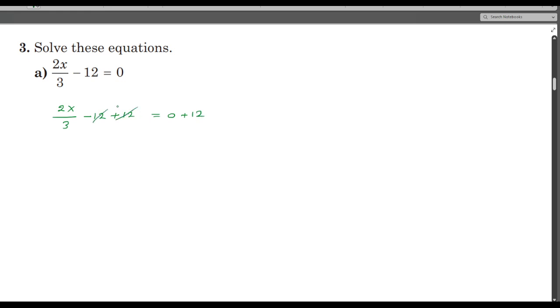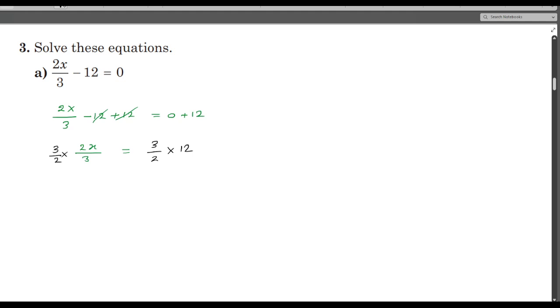Now our aim is to just get x on the left hand side, and rest all things we want to eliminate. So first 12 we can eliminate by adding on both the sides. Then what we can do, on the left hand side, as you can see the coefficient of x is 2 by 3. Better I multiply both the sides by 3 by 2. So you multiply left side and right side by 3 divided by 2.